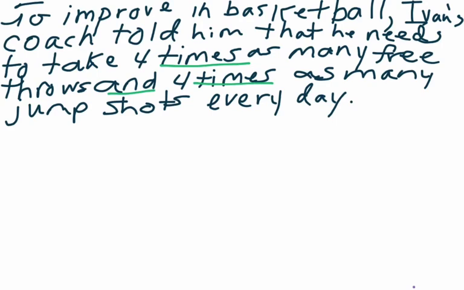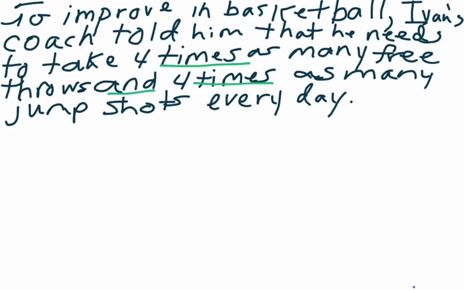If Ivan shoots 5 free throws and 10 jump shots, how many will he need to shoot in order to improve in basketball? That would be 60. And how do you determine that? You add the free throws and jump shots together and then multiply by 4. Okay, so write an expression using F for free throws and J for jump shots to show how many shots Ivan will have to take in order to improve basketball.